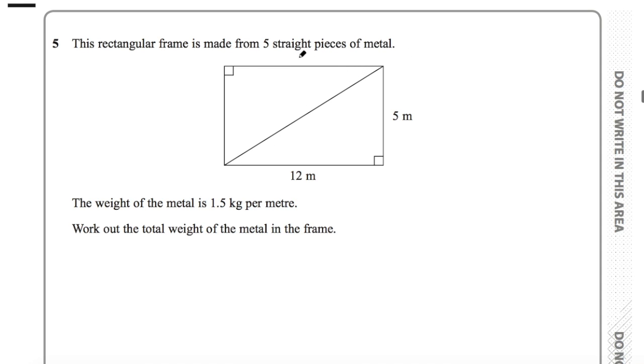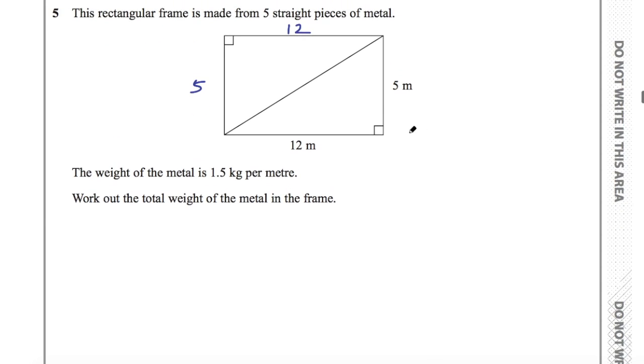So this diagonal piece of metal, we need to find the length of that in order to find the total weight. This length is going to be 12, this is going to be 5, and in order to find the diagonal we need to use the Pythagorean Theorem, which says that one leg squared plus the other leg squared equals the diagonal squared. So let's call this x.